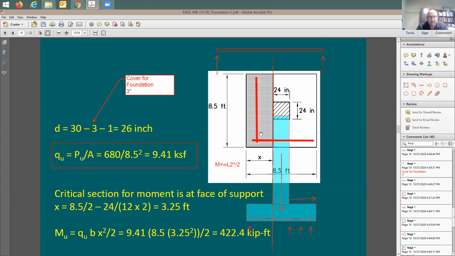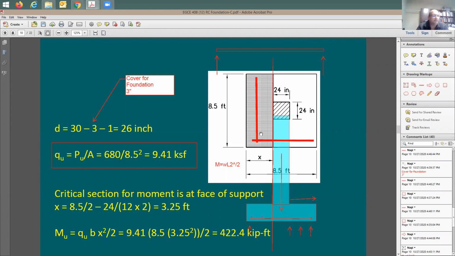Questions? Christina? Yeah, for calculating the d. Okay, I understand the 3 for the cover, but that 1 which you subtracted, is it actually going to be fixed for all the things, or does it depend?